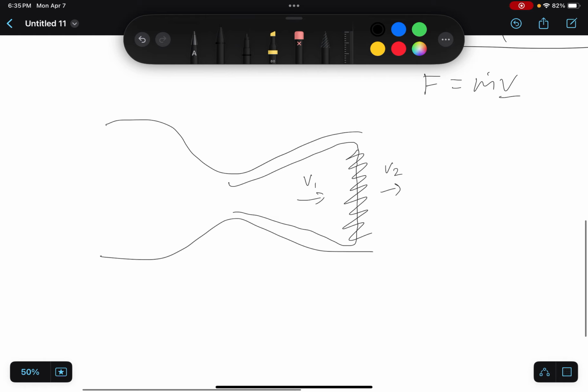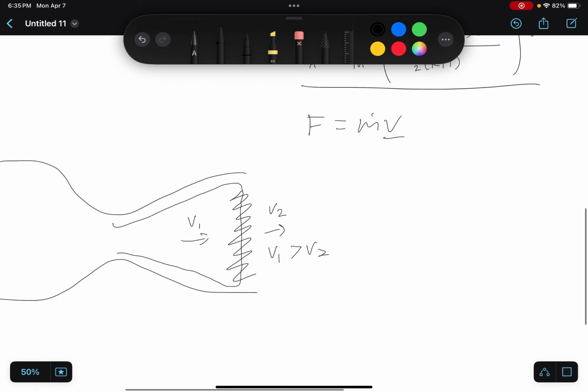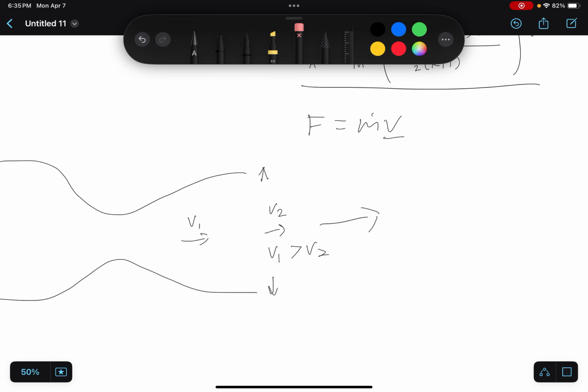So V1, V2, you're going to get that V1 is greater than V2. In this case, I don't think it'll send any of the velocity up or down. I think all of it will still stay in that direction, but it decreases the magnitude straight up, which you don't want.